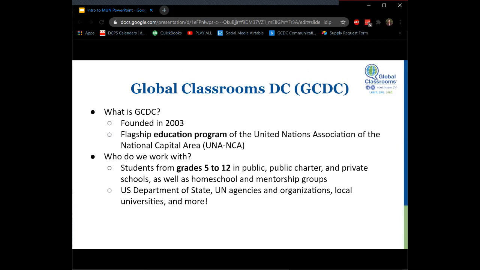What the Global Classrooms program does basically then is we use Model UN as a tool to teach students to become global citizens. And that really goes along with the fact that we are part of the United Nations Association of the National Capital Area. The program has been in effect since about 2003. Our main area that we focus on is DC, Maryland, and Virginia for public schools, public charter schools, private schools, home schools. But that's really expanded over the past couple of years.